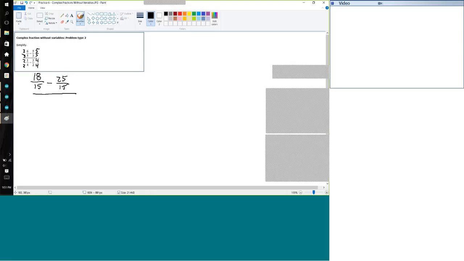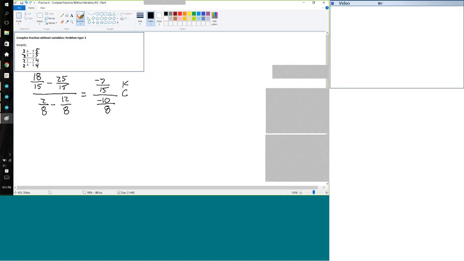divided by 2 over 8 minus 12 over 8. Go ahead and simplify that down. 18 minus 25 is 7 over 15 divided by 2 minus 12 is negative 10. I'm sorry, that should be negative 7. Yep. And so 2 minus 12 is negative 10 over 8.